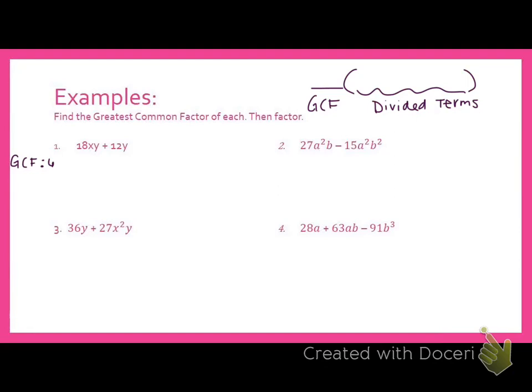So we look at the variables. This one has an X. Does this one have an X? No. So this is like saying I have $1 and no dollars. Can you steal something from somebody if they don't have it? No. So can we take any X's out? No.